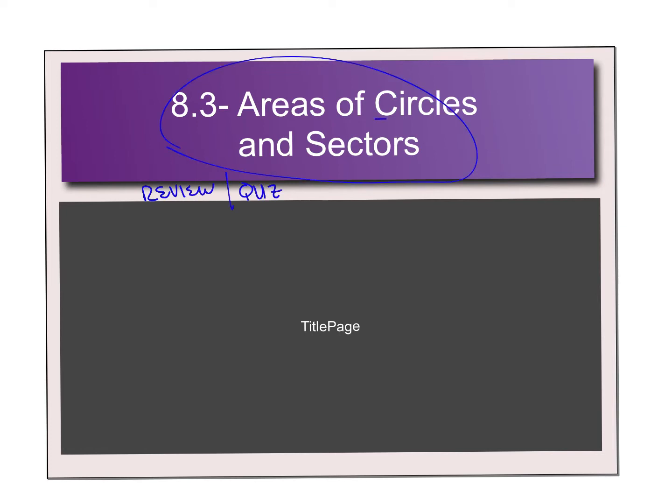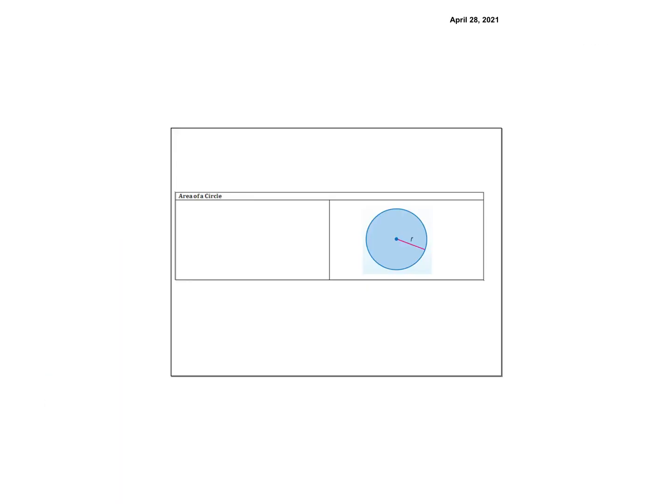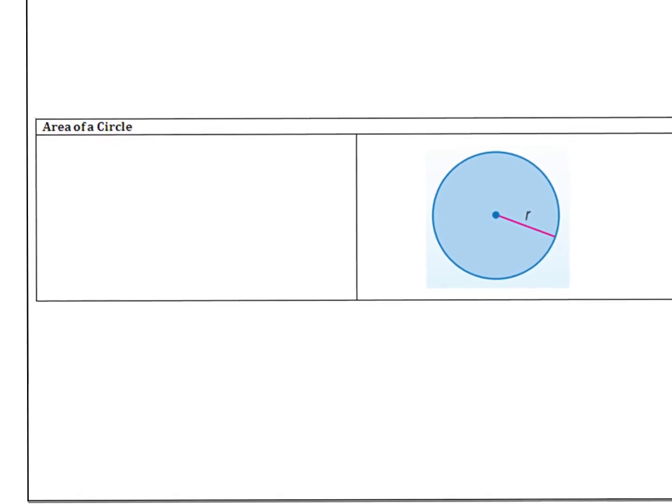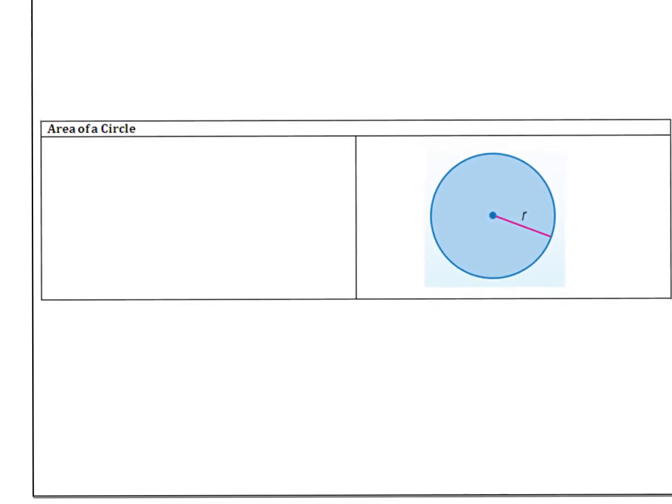So let's talk about circles and sectors and what we're trying to figure out here. Now, area of a circle, you may remember, we've talked about it before. It's been discussed before. So area of a circle, you're just talking about the space inside of the circle. To find that, you're going to take pi times the radius squared. Do not confuse that. A lot of kids like to confuse that with 2 pi r.